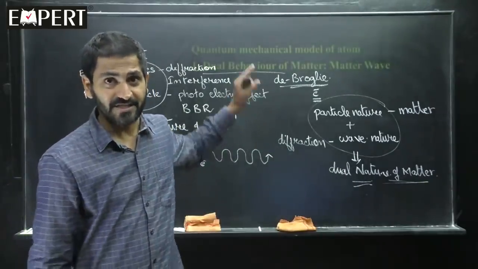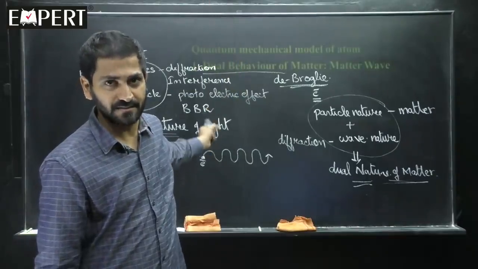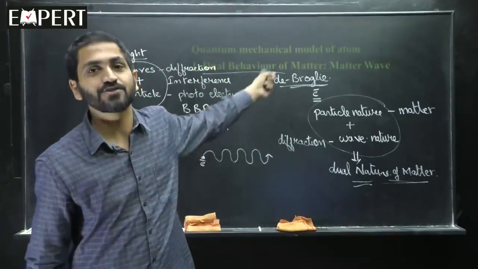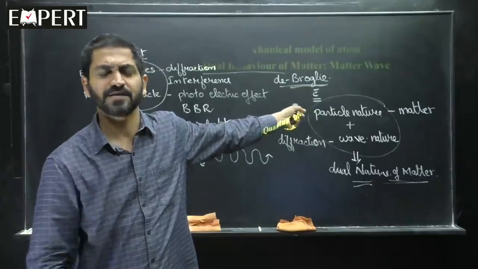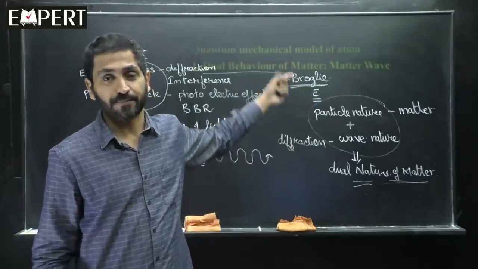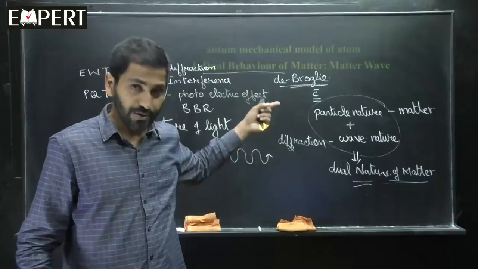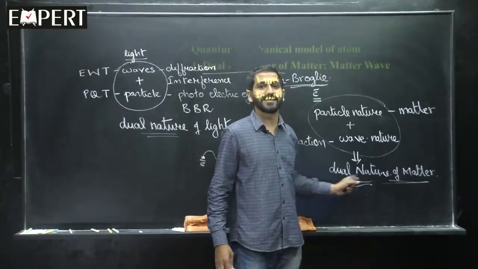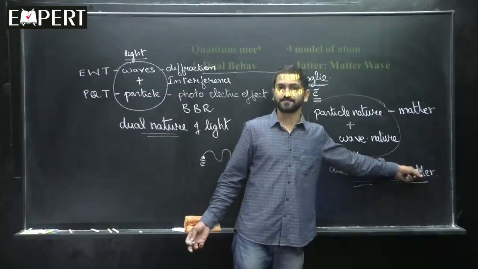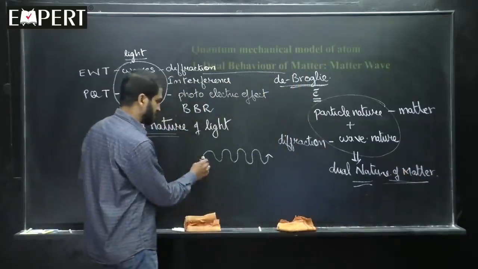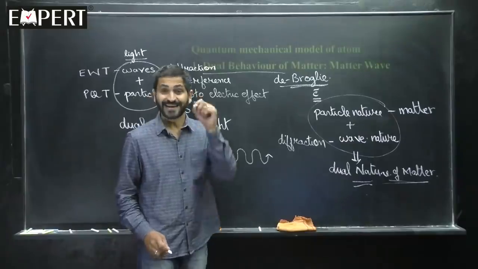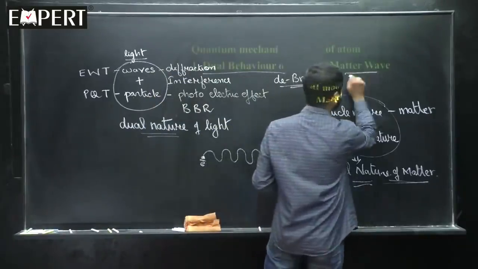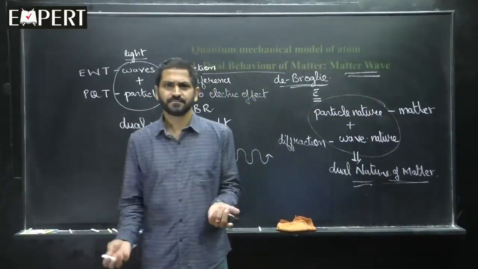So light exhibits property of wave and particle, dual nature of light. Similarly electron also exhibits, different experiments are there. Electron also exhibits the property of particle nature and also wave nature. So we can say electron also has dual nature, you call it as dual nature of matter because electron is a matter, correct. So hence de Broglie said electron is a matter wave. Now what is a matter wave?